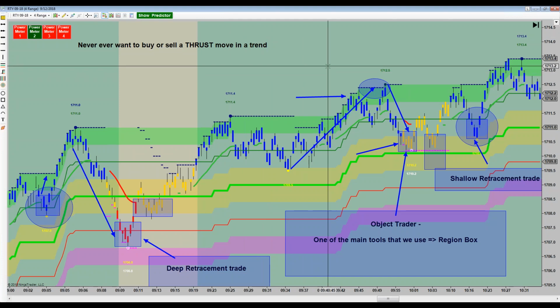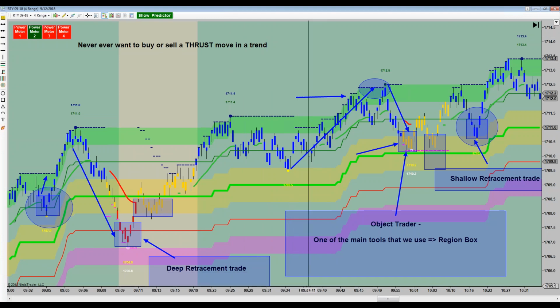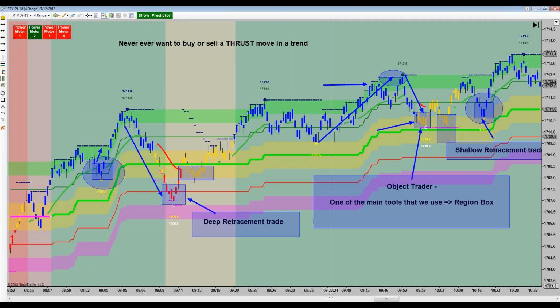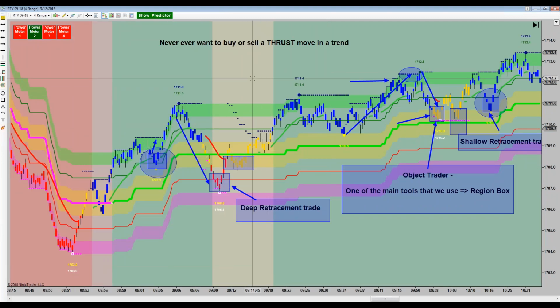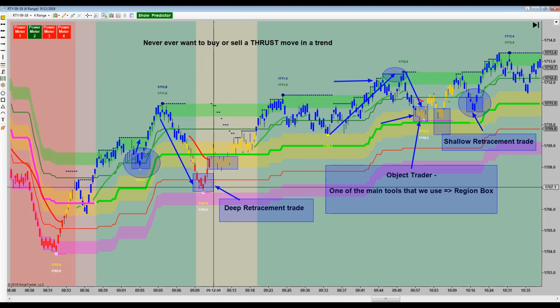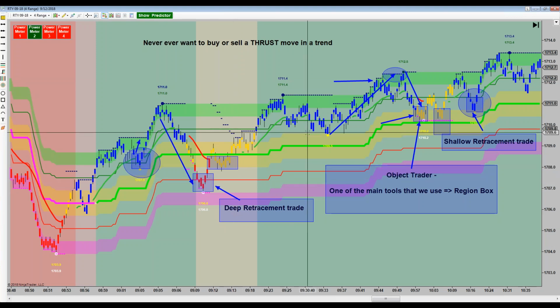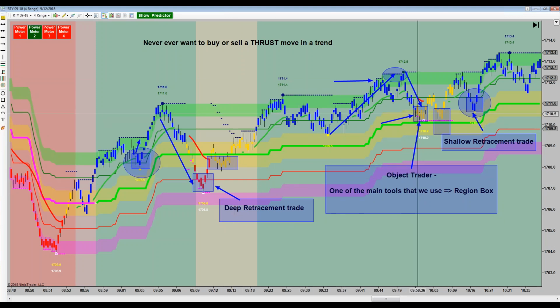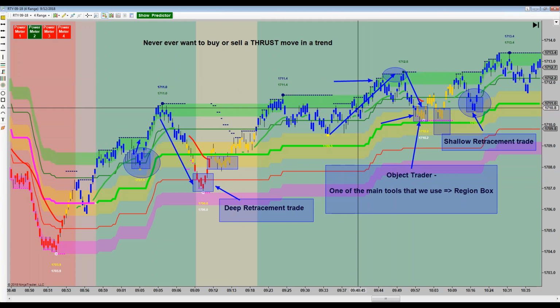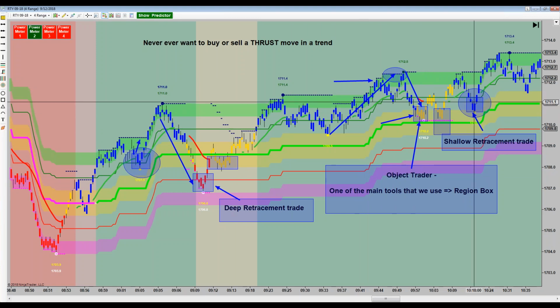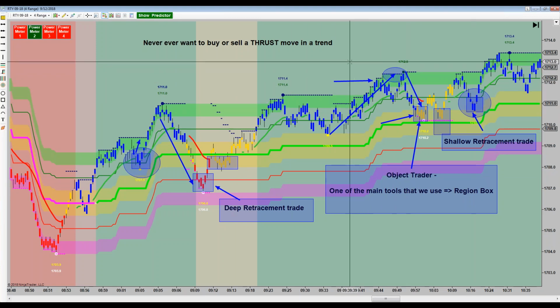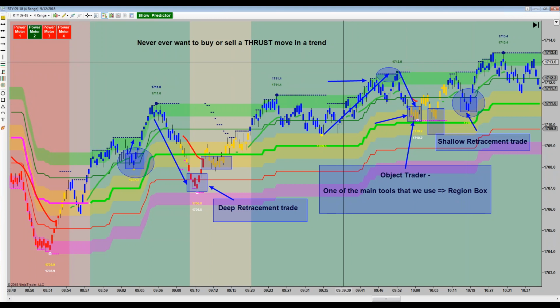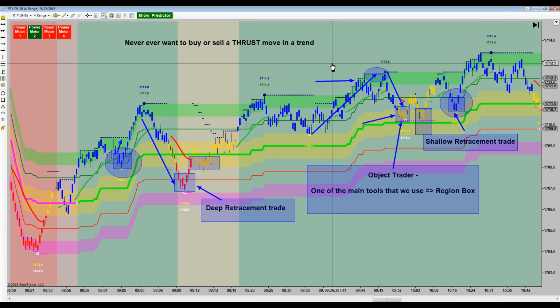Any questions? I'm going to come off of here, and now we're going to go to a more complicated chart. This kind of had all the goodies in one shot. We had a couple of shallow retracement trades. We had an illustration of a deep retracement trade in an uptrend and how to take that. We showed a couple of mid-band trades and how it would work using Object Trader with the region box, and we showed a good definition of a shallow trade retracement. Any questions on these trades?